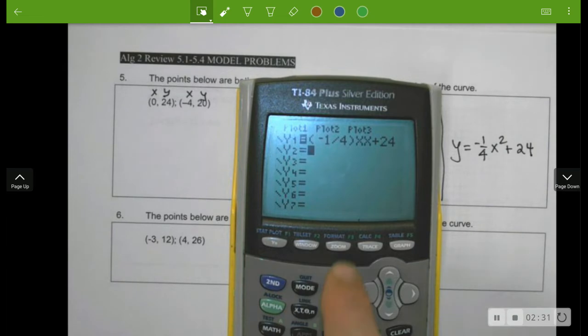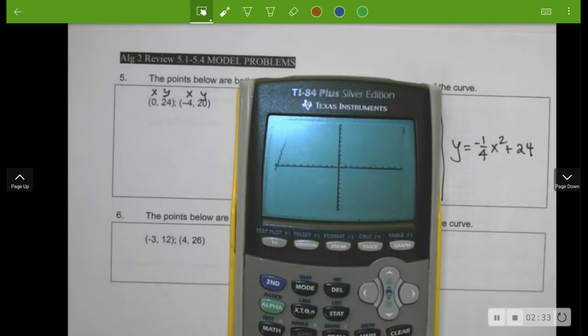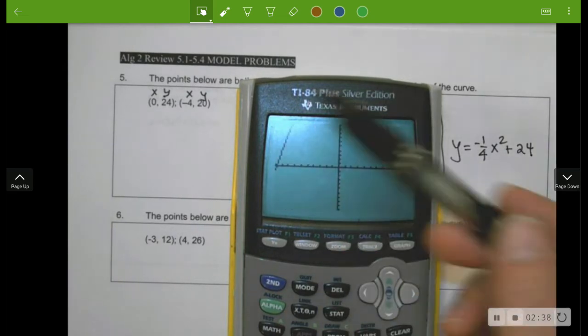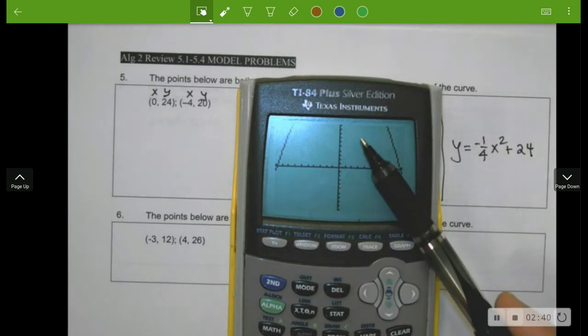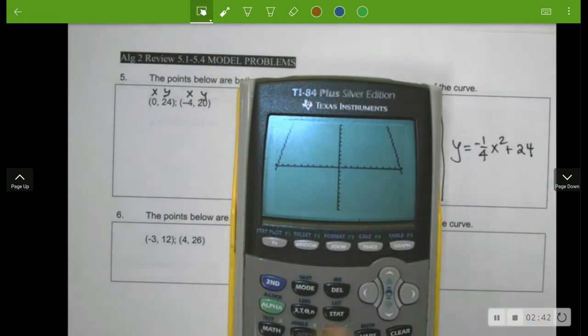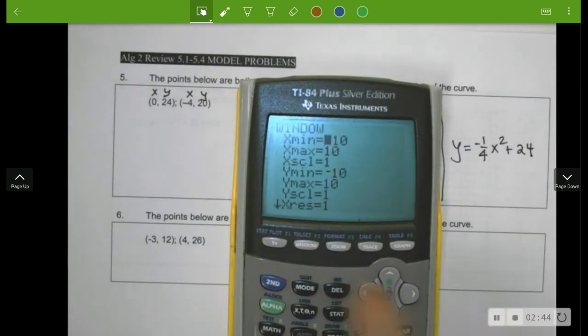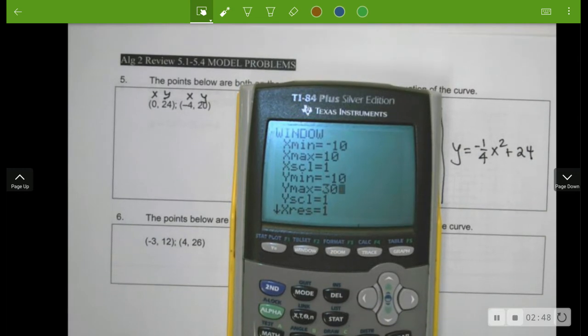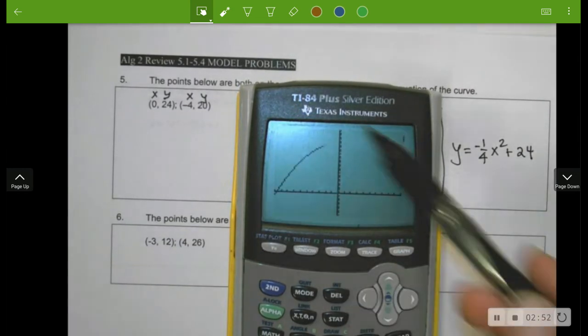I'm going to say zoom 6 to get the picture going. And you can see this thing is coming around like that, and I'm going to expand the screen in the upwards direction by hitting window and going to, I don't know, maybe 30 there for the y maximum, and hitting graph again. So here it comes.